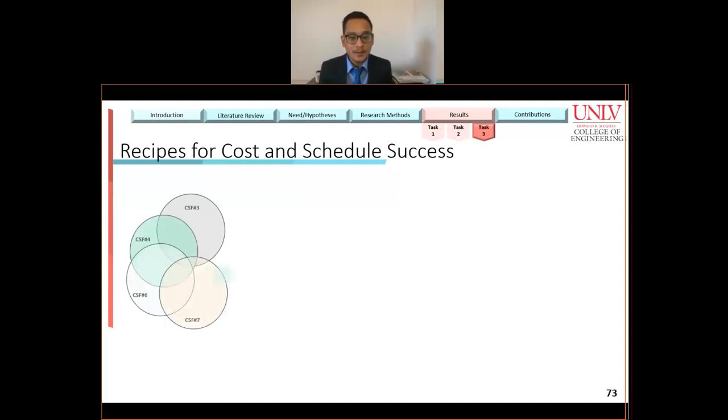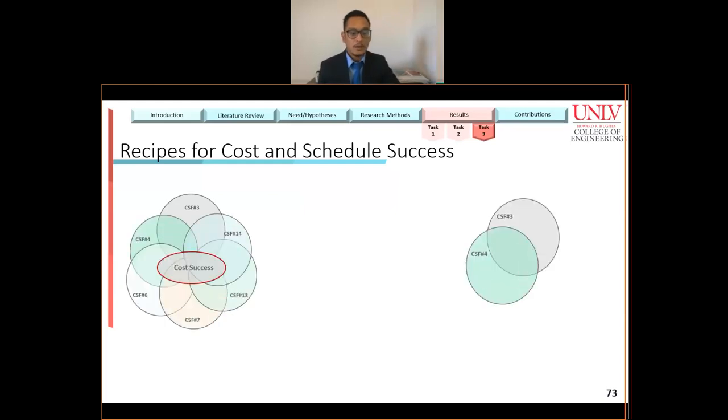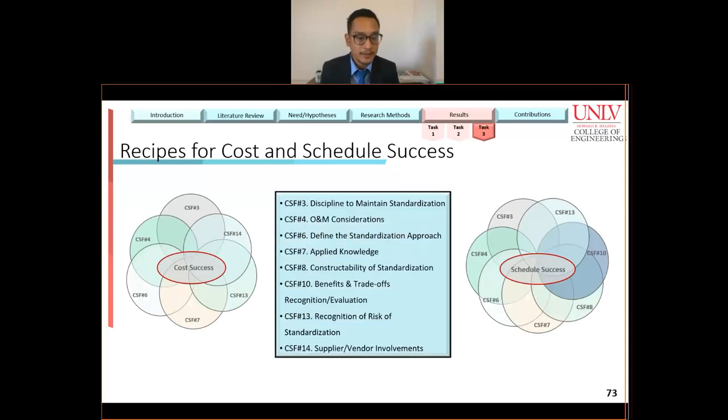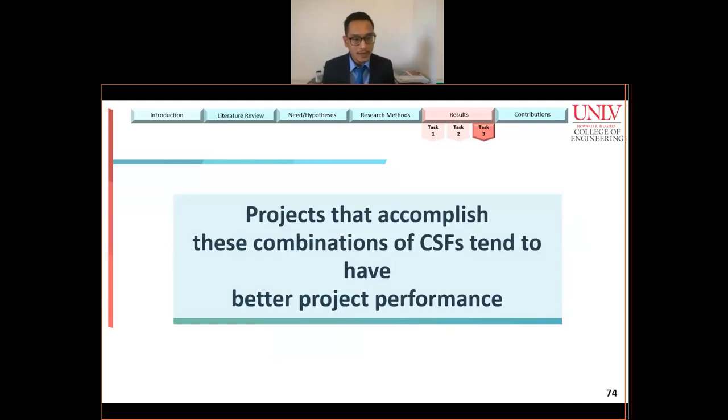So I have compiled the results in a nice little Venn diagram here, complete with a list of the CSF names. So for cost success, CSF 3, 4, 6, 7, 13, and 14 are sufficient conditions, while for schedule success, a combination of CSF 3, 4, 6, 7, 8, 10, and 13 are sufficient conditions. So we can say that projects that accomplish certain combinations of CSFs tend to have better project performance.